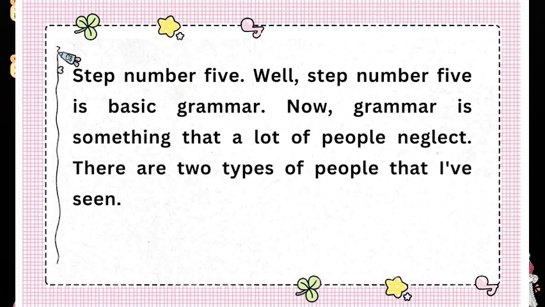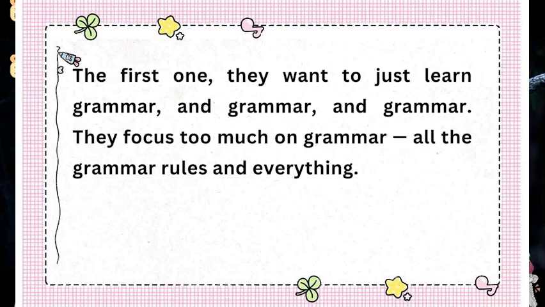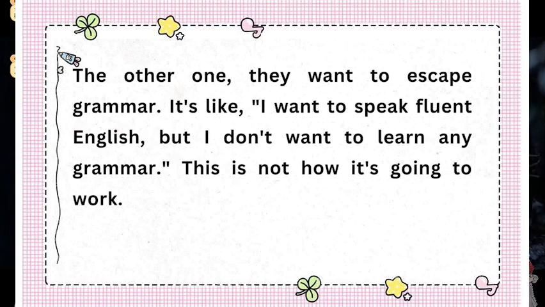Step number 5. Well, step number 5 is basic grammar. Now, grammar is something that a lot of people neglect. There are 2 types of people that I've seen. The first one, they want to just learn grammar and grammar and grammar. They focus too much on grammar, all the grammar rules and everything. The other one, they want to escape grammar. It's like, I want to speak fluent English, but I don't want to learn any grammar. This is not how it's going to work.